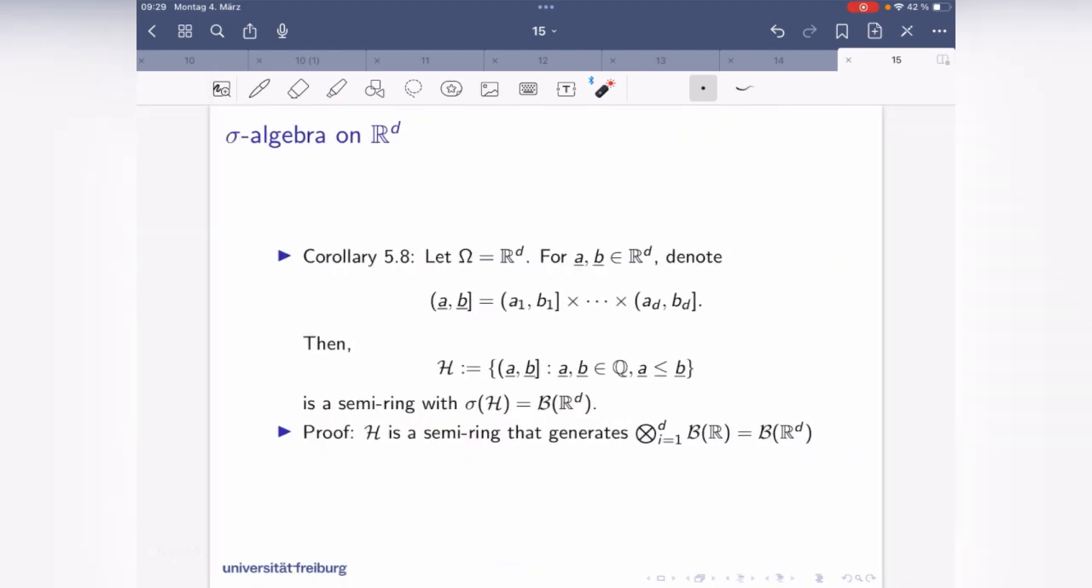Okay, that's it for today. Next time we will start with constructing measures on these product spaces and see if we can also say something about integrals. See you then.